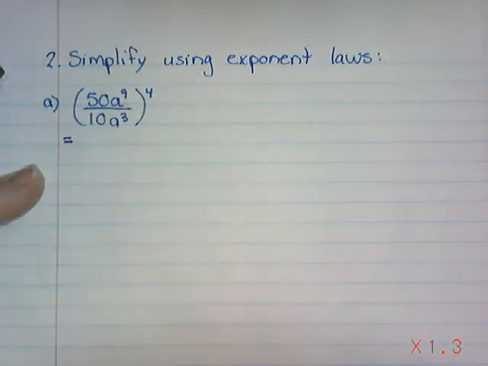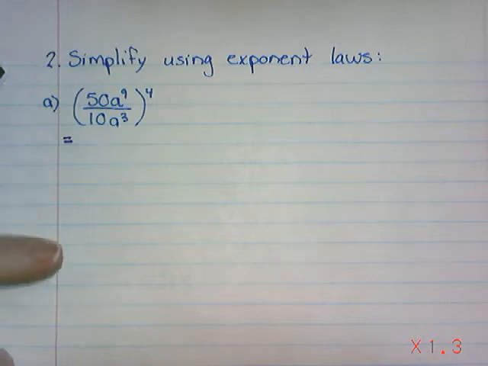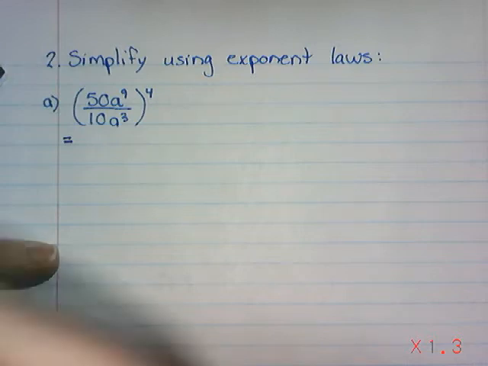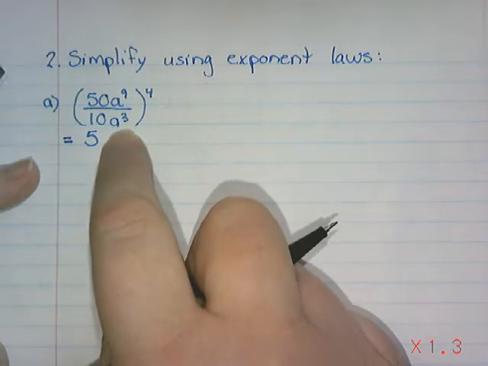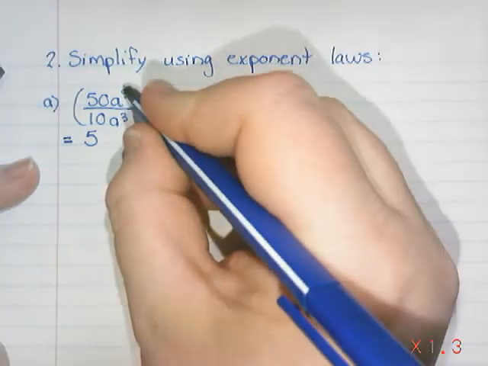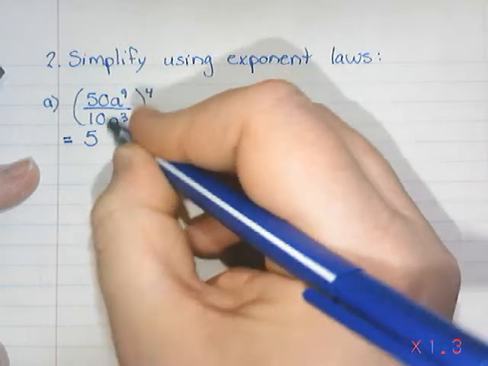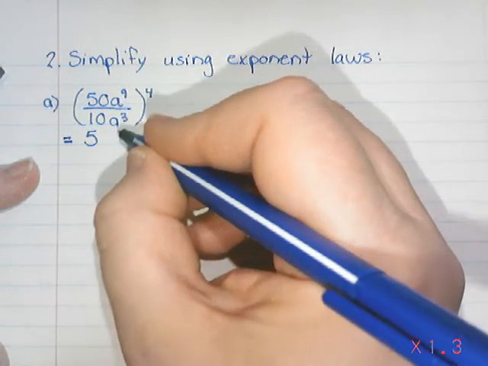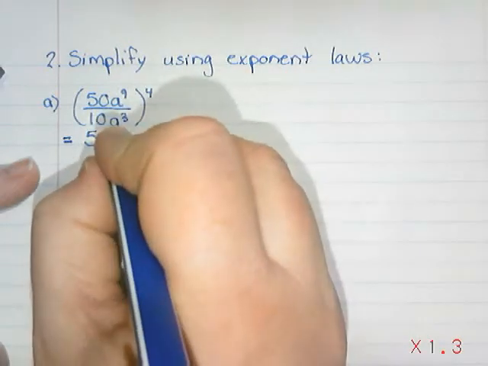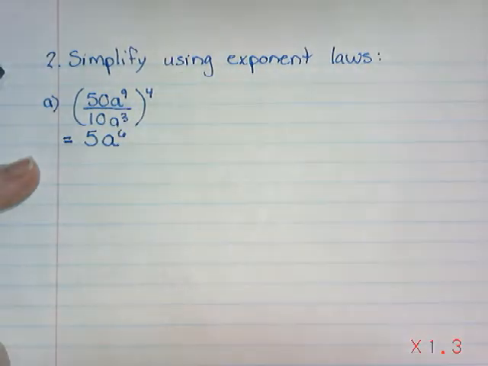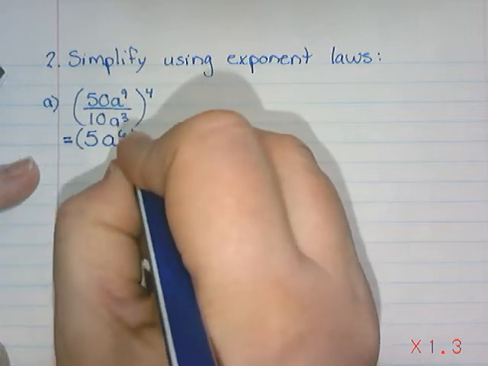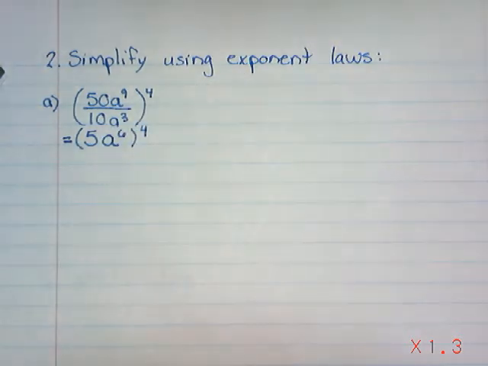If I divide 50a to the 9 by 10a to the 3, I would do the coefficients together just as straight division. So 50 divided by 10 is 5. But then when I go to do the exponents, I'm going to subtract those since they have the same base. So a to the 9 divided by a to the 3 is a to the 9 take away 3, which is 6. And then this is still to the power of 4.